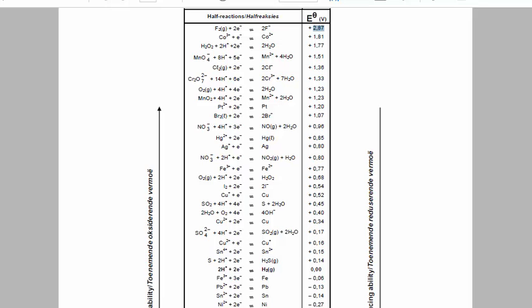Do you understand? So the sign here is very important. If I'm positive, it means I have a better reducing ability than who? If my sign is positive on this table, my reducing ability is better than whose?